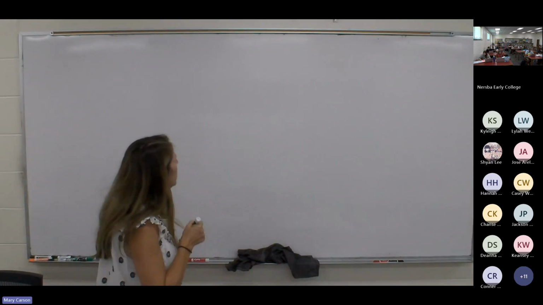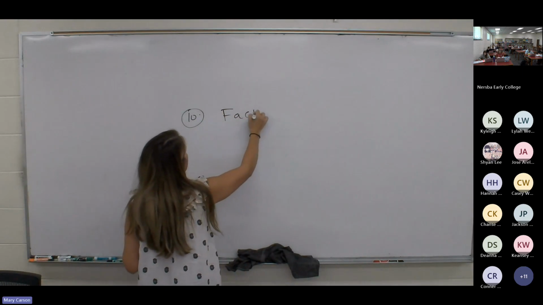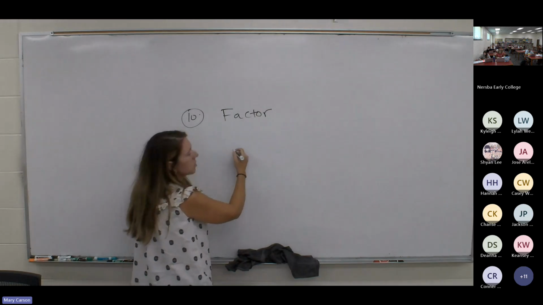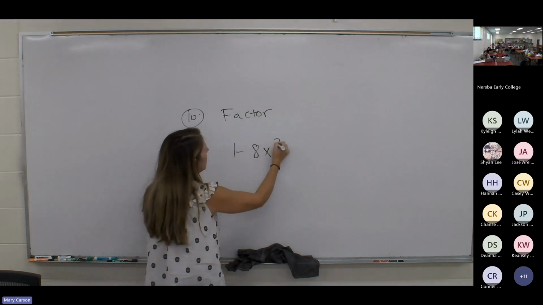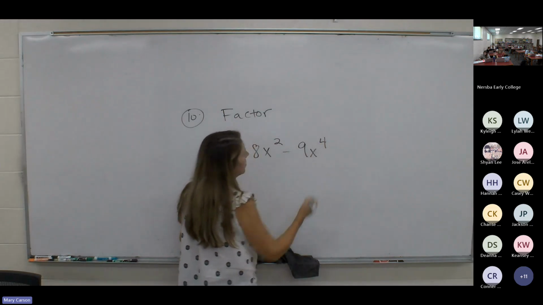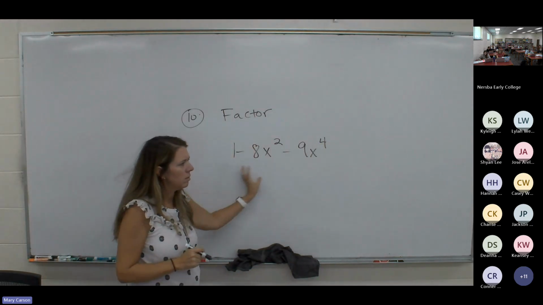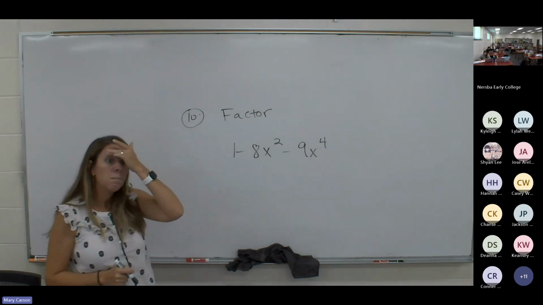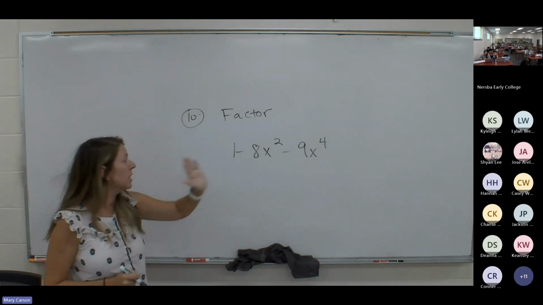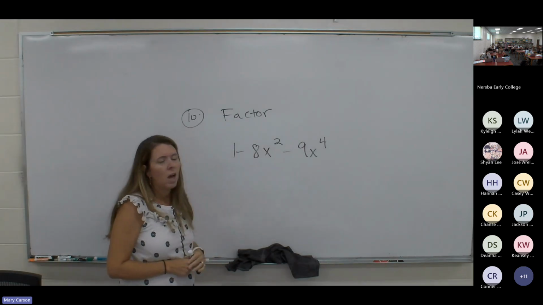All right, so one of the quiz questions that some of y'all missed was question 10. It said factor 1 minus 8x squared minus 9x to the fourth. So this one looked a little bit different, mainly because it was written differently. And obviously it's a 3-term, there's no GCF here.